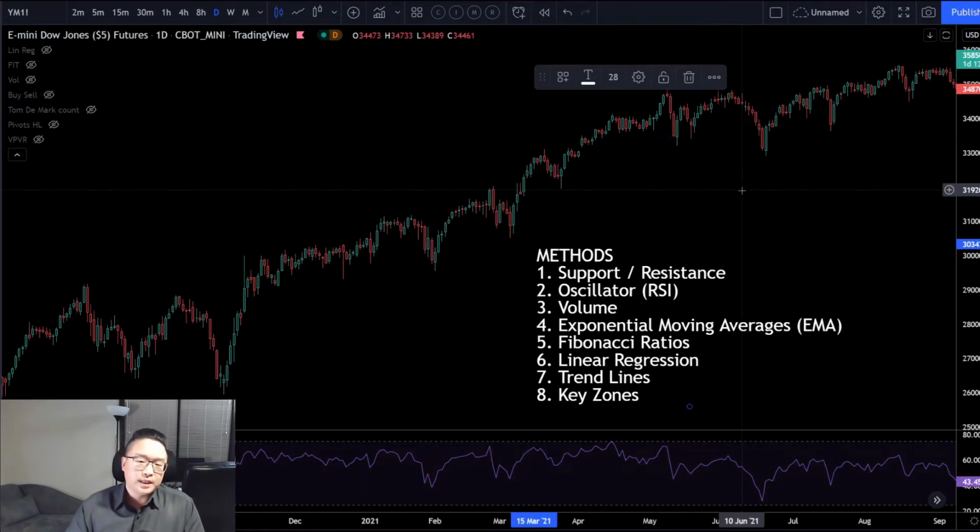What support and resistance is going to do for you is show you where previous rejections of the prices are, and where previous supports and previous bounces are from.